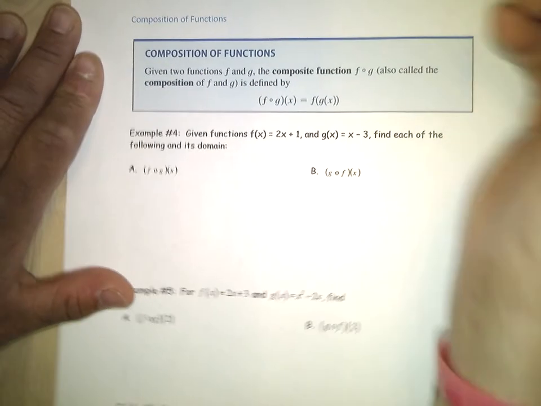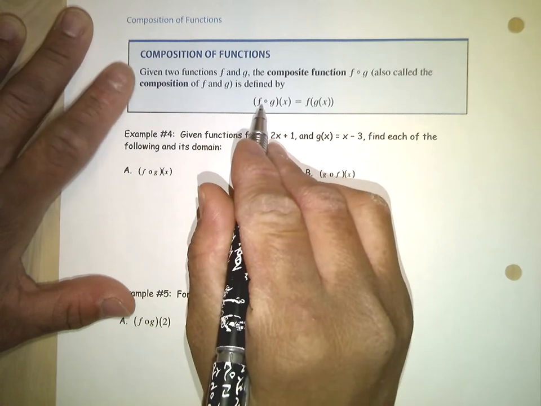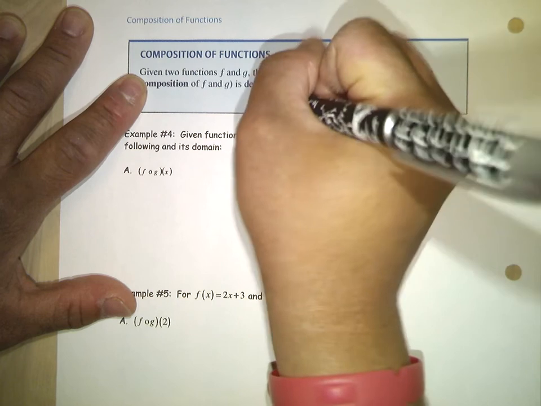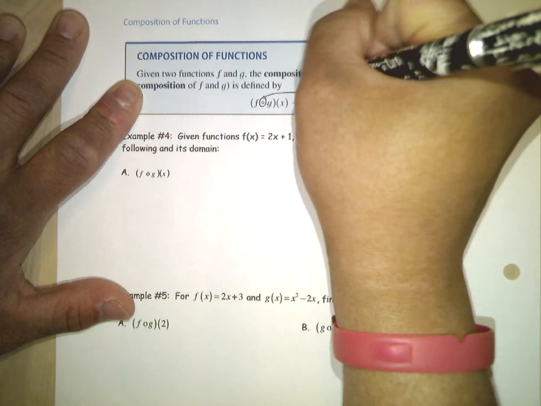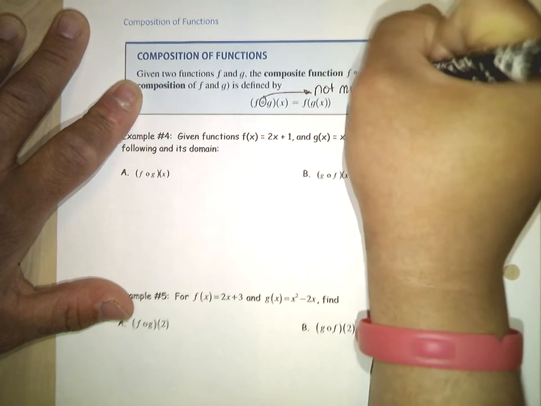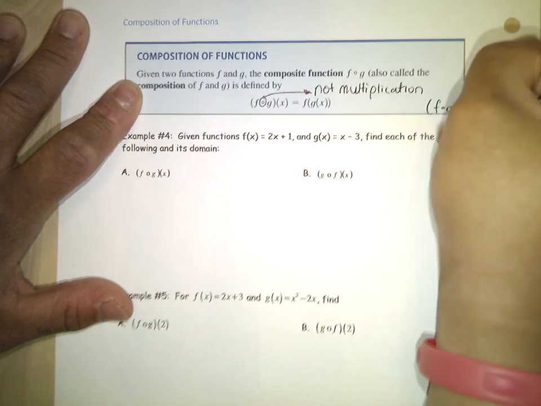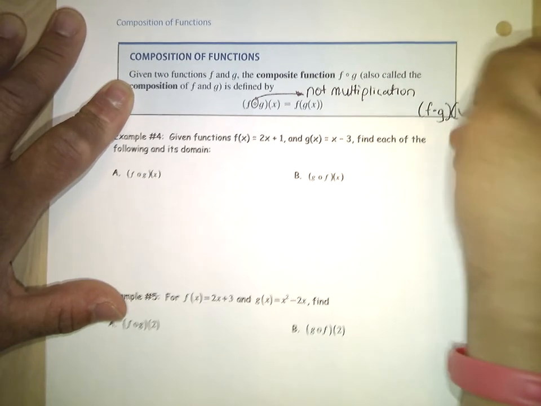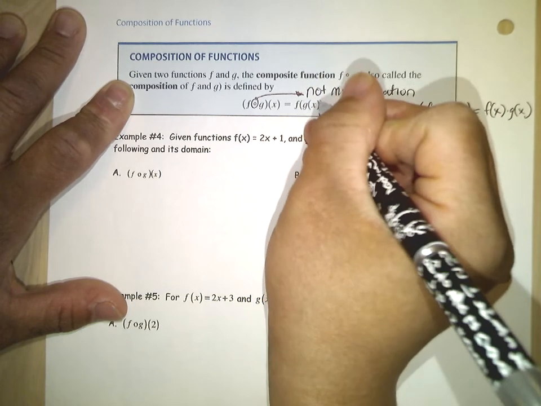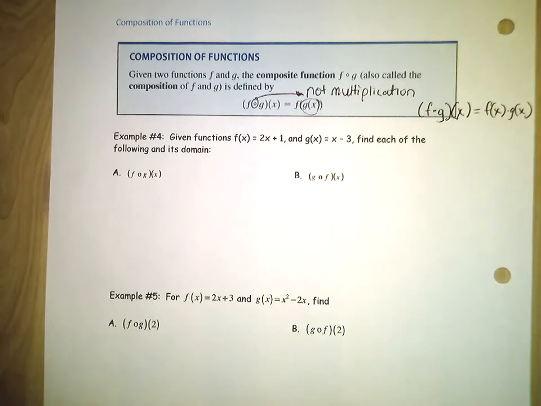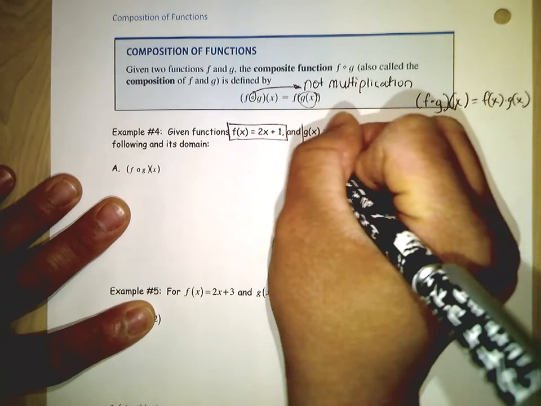So composition of functions, or composite functions. This is f of g of x. And remember that this is actually not multiplication. For multiplication, you saw me write the multiplication dot. So that was f of x times g of x. This means to substitute g of x into f of x. All right, so we've seen these two functions before in example 4.